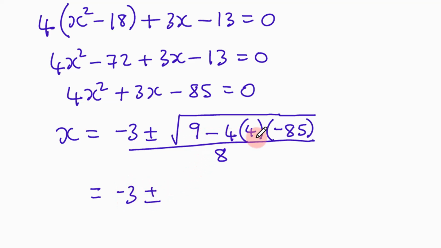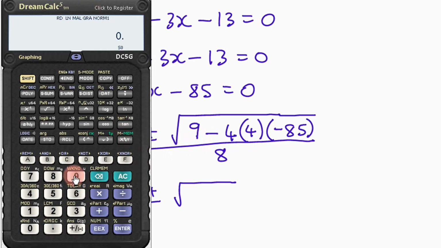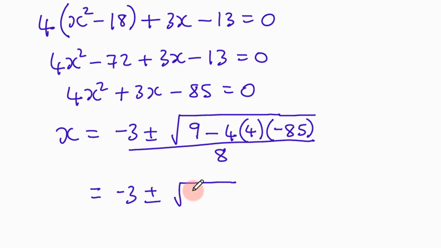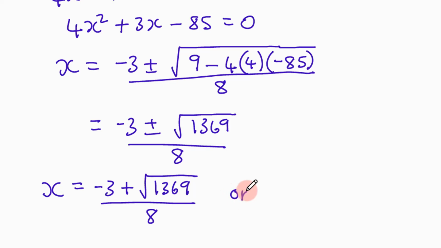We can use a calculator to work out what's under the square root here. So it's 9 minus 4 times 4 times negative 85. And it comes to 1369. This is all over 8. So now we can write down the two answers for x. So we have negative 3 plus the square root of 1369 all over 8, or negative 3 minus the square root of 1369 all over 8.